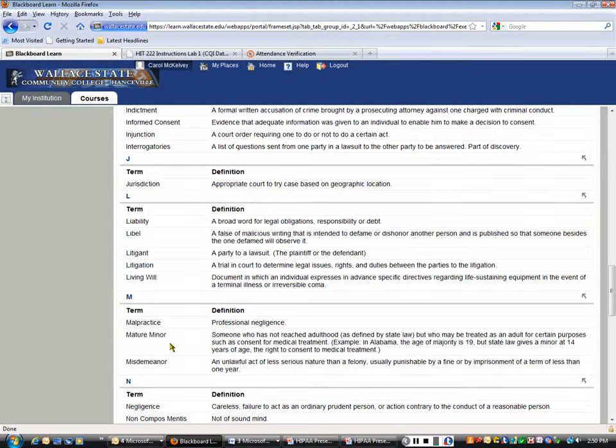A misdemeanor, an unlawful act of less serious nature than a felony. We said the felony was a very serious crime. Usually a misdemeanor is punishable by a fine or by imprisonment of a term less than a year.